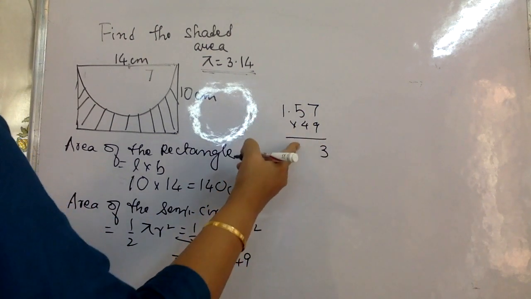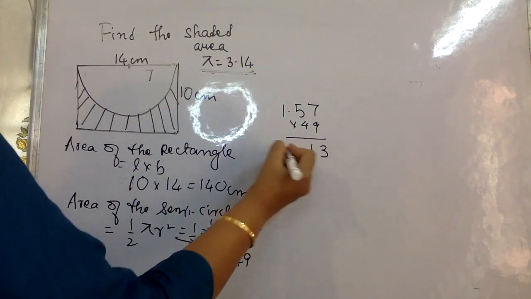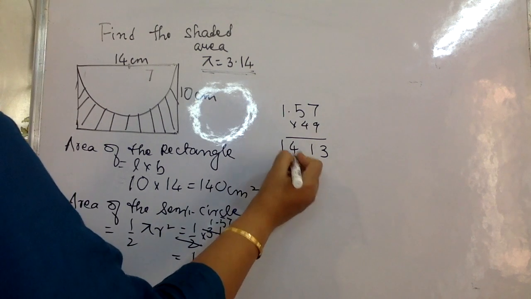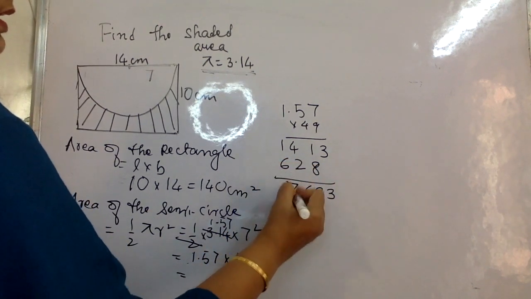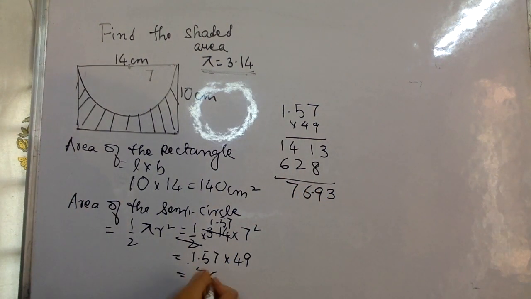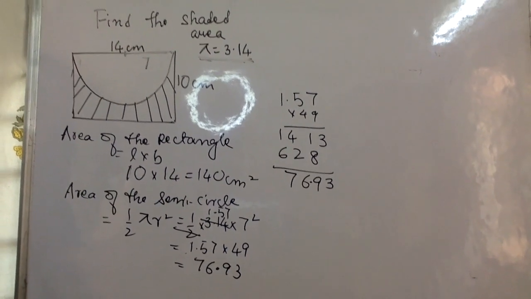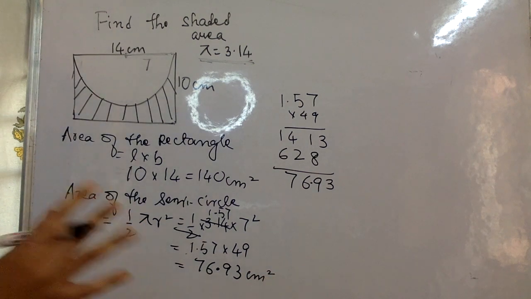Working it out: 7 9s are 63, 6, 45, 45 and 6, 51 and 5 here. Then 28, 2, 22, 2, 6. This is 3, 9, 6, 7. This is 76.93. That is the area of the semicircle, but that is not what they want.